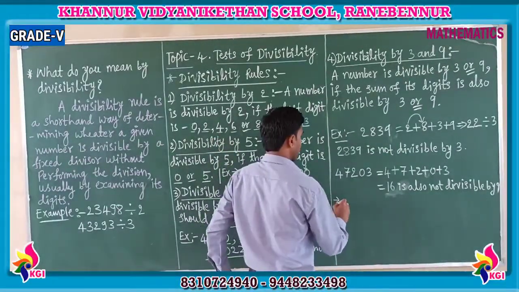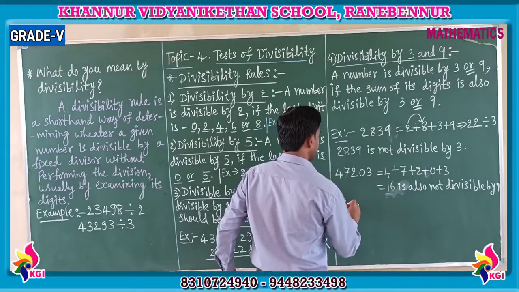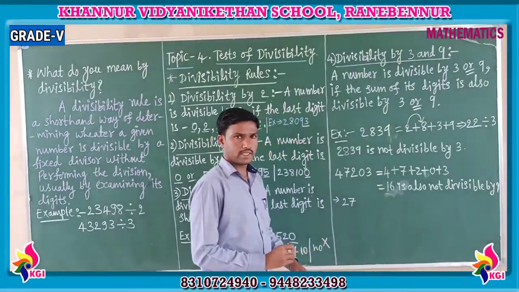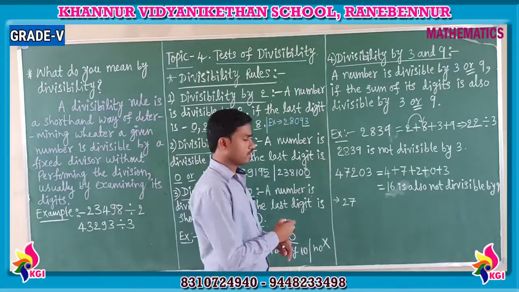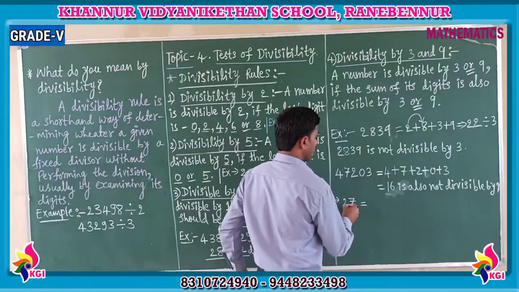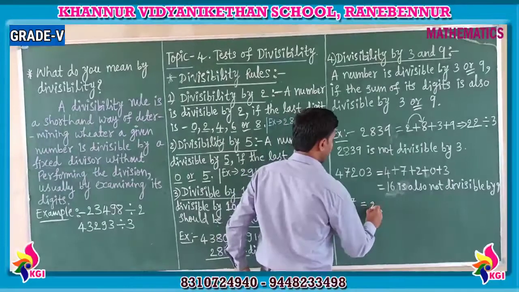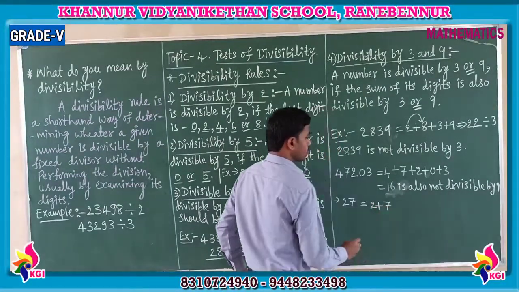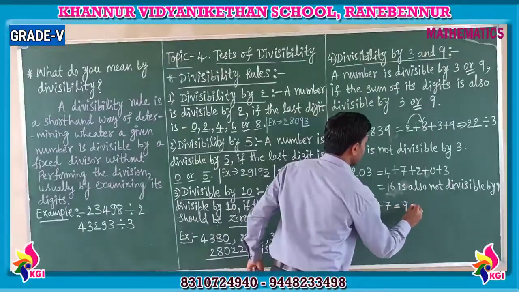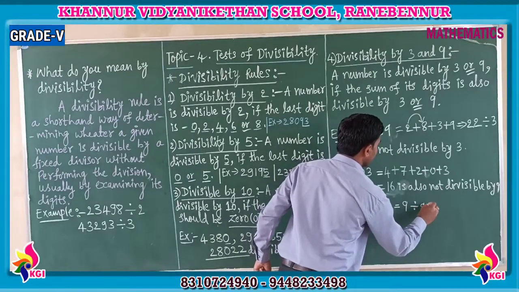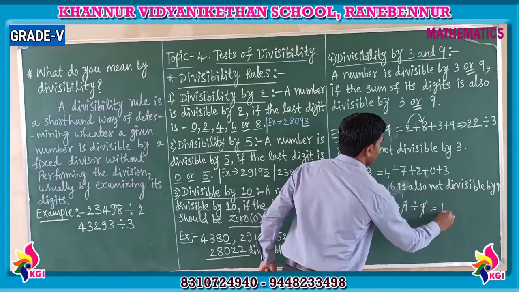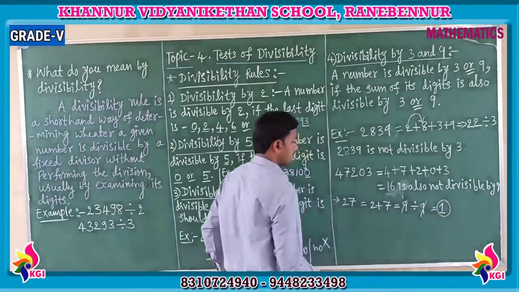Next, one more example on 3 and 9. Now I'll give 27. Is 27 divisible by 9? Of course. First of all, add these two digits: 2 plus 7 becomes 9. 9 is divisible by 9. Nine ones are 9, so the answer is 1.